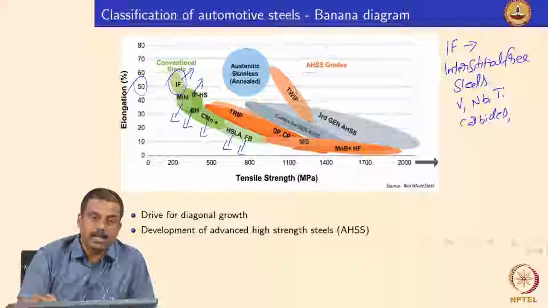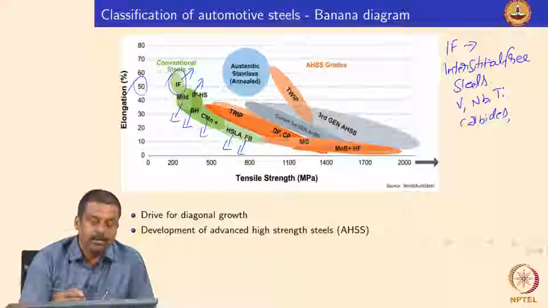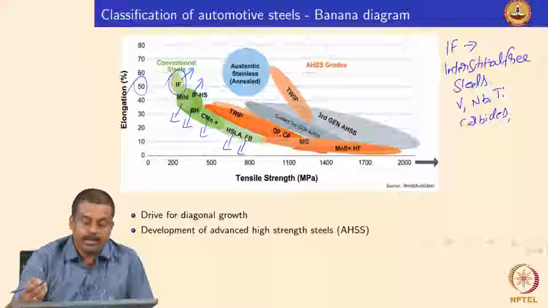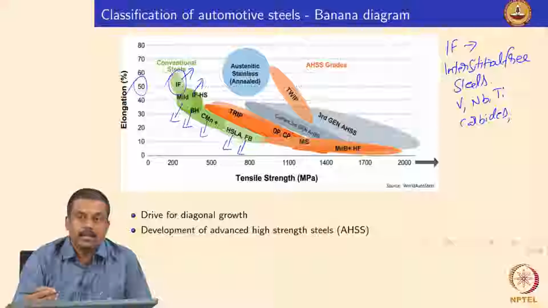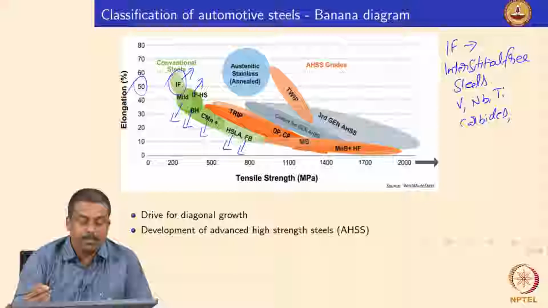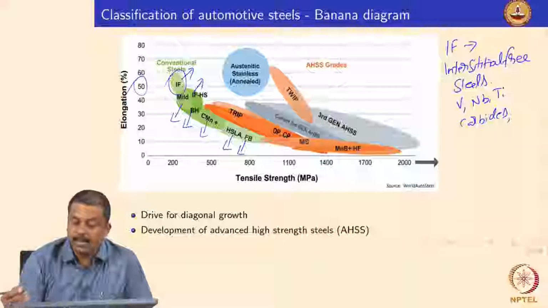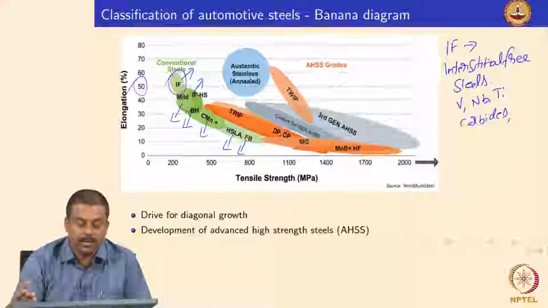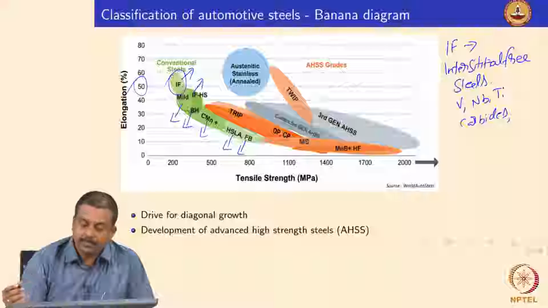If you look at this banana diagram, the IF steel has the maximum uniform elongation, about 40 to 50%. So this steel was very attractive in the late 90s, when the automotive industries were trying to get steels that can be easily formed while making components for auto bodies. IF steels are used even now in some automotives for low load bearing members, for example roof or door panels, because we can easily form this steel.